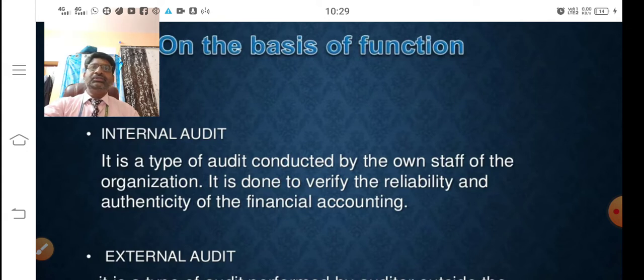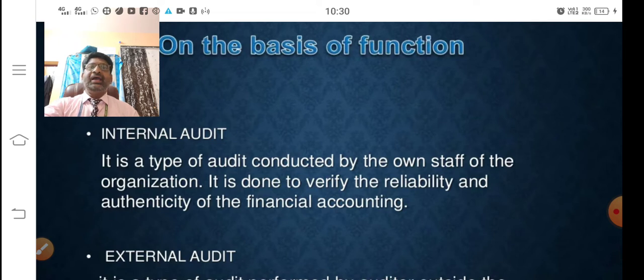My dear students, you have to understand that this internal audit is conducted by staff of the concern. The techniques and methods of auditing employed in internal audit are the same as those of external audit.